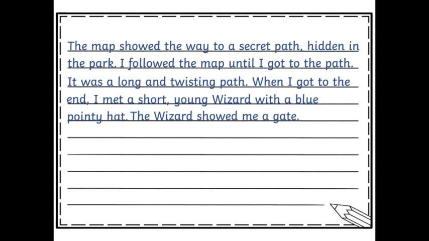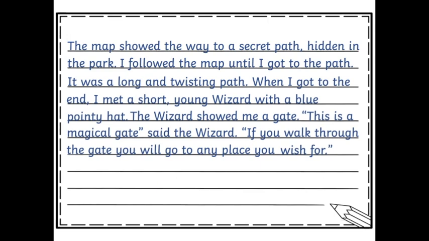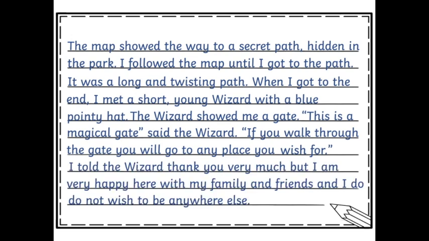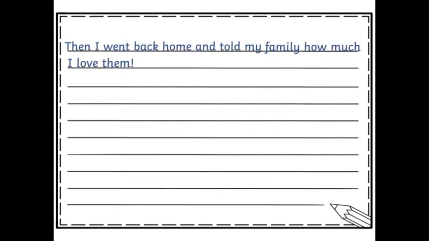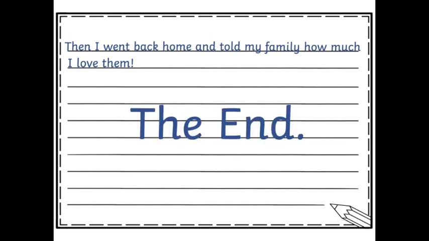The wizard showed me a gate. "This is a magical gate," said the wizard. "If you walk through the gate, you will go to any place you wish for." I told the wizard, "Thank you very much, but I am very happy here with my family and my friends, and I do not wish to be anywhere else." Then I went back home and I told my family how much I love them. The end.